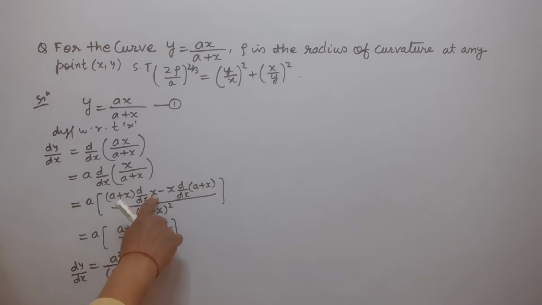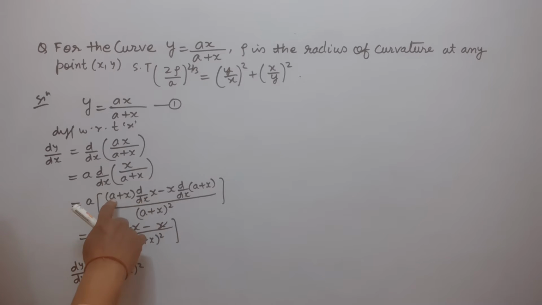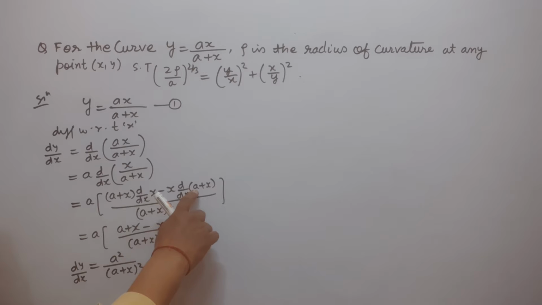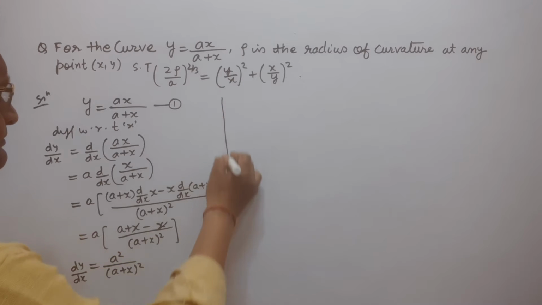Now differentiation of x with respect to x is 1, so d by dx of x is 1, so this is a plus x. And here we can see differentiation of a with respect to x is 0, and differentiation of x with respect to x is 1, so here is x. So this plus x and minus x is cancelled, so a multiplied by a, this is a square divided by a plus x whole square. So you can see we have found dy by dx.